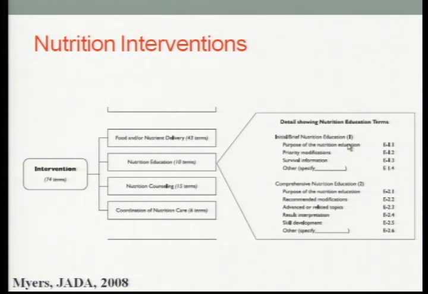That's the 4th one. Now I've branched out nutrition education so you can see a little bit more detail on this, so they are getting more detail.